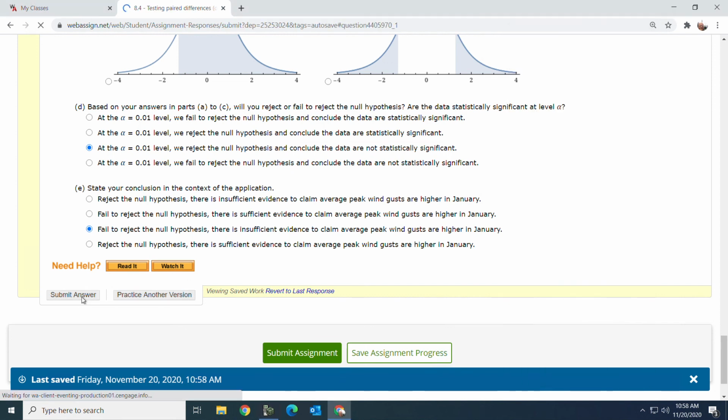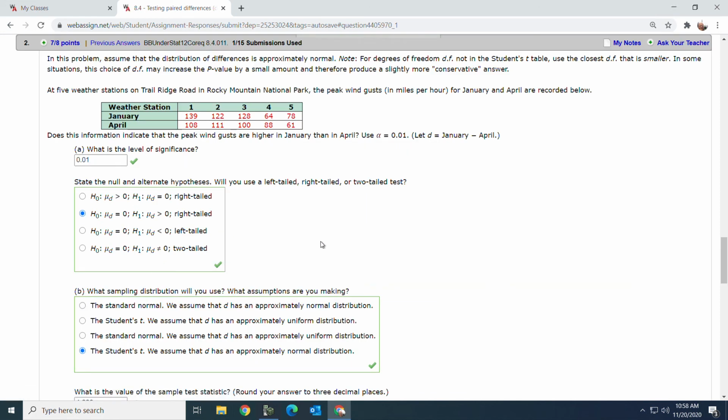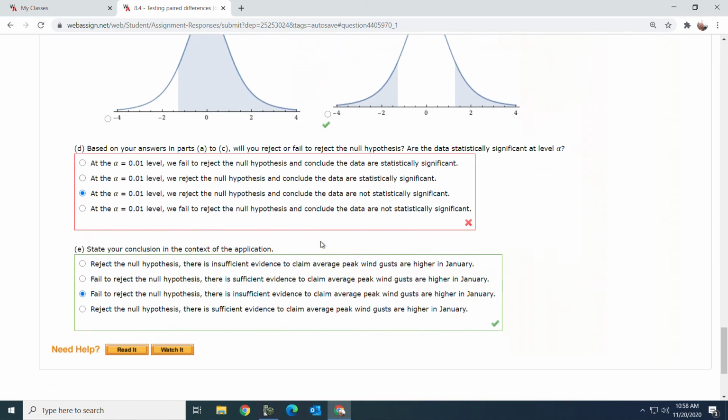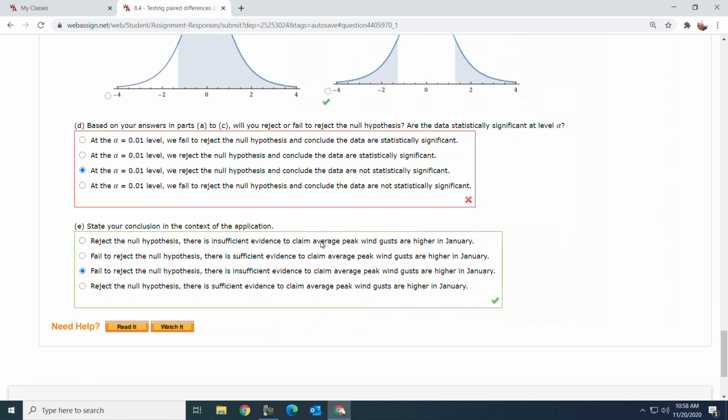Cross your fingers. Look for all green check marks. We've got them. Whoops, we didn't have them. What did I do? Oh, I just picked the wrong radio button.